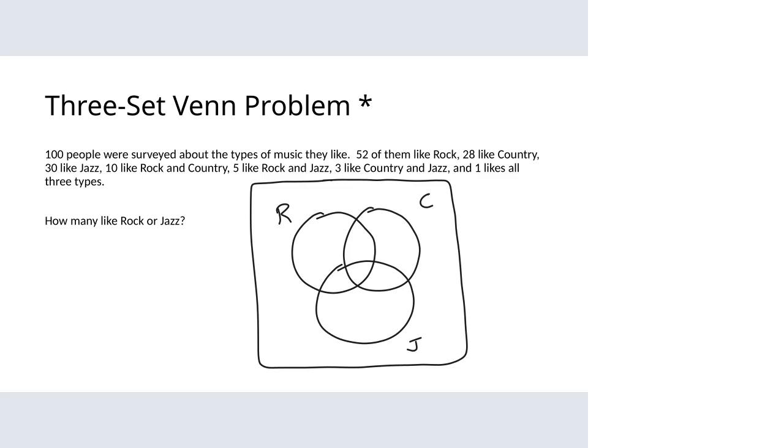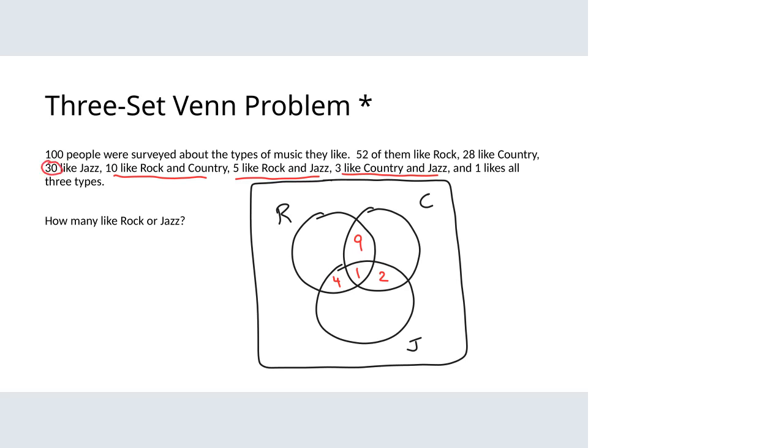We start in the overlap of all the sets, which is the fact that one person likes all three types of music. So one person goes in region 5. Working backwards, 3 like country and jazz. So I find the intersection of country and jazz. That needs to have 3 people in it. It has 1 so far, so it needs 2 more. 5 like rock and jazz. So where rock and jazz overlap, I need to have a total of 5 people. It has 1 so far, so I need 4 more. 10 like rock and country. So where those two overlap, I need 10 people. I have 1 so far, so that needs 9 more.